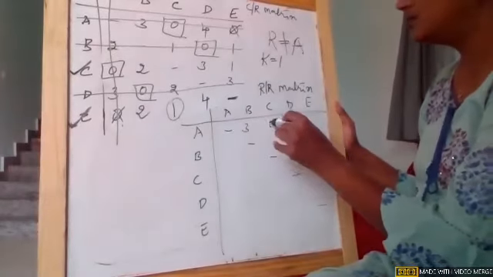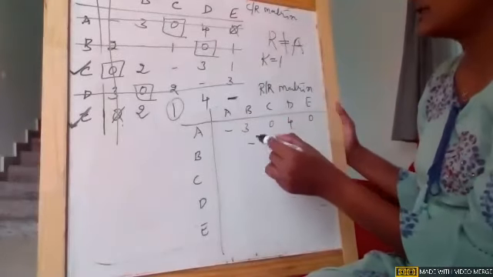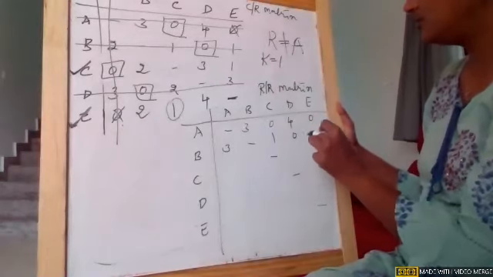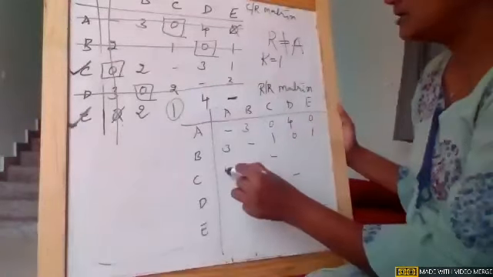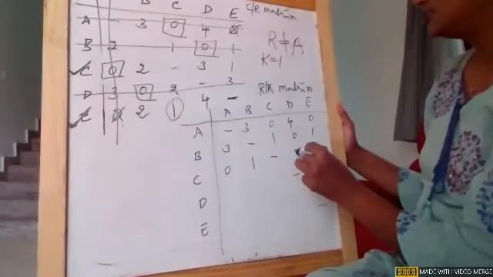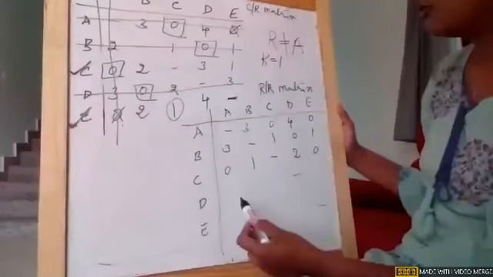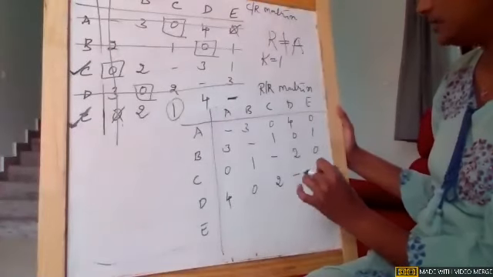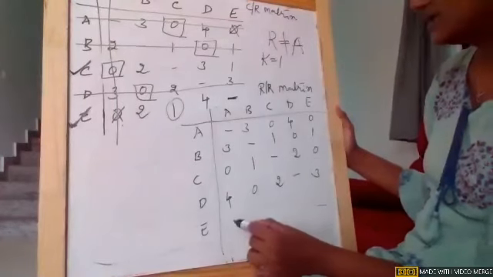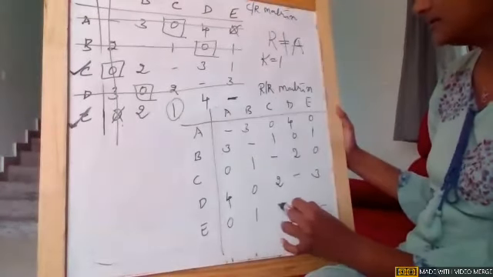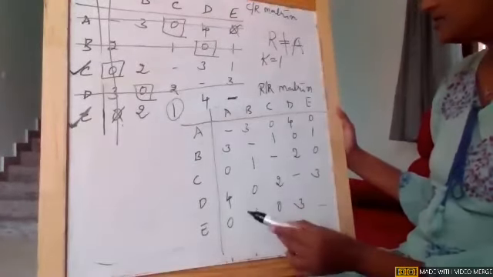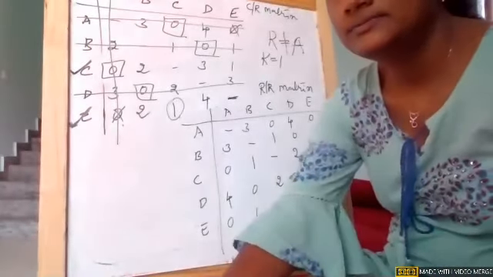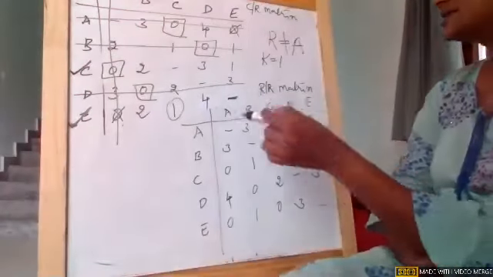So first row: 3, 0, 4, 0. Second row: 3, 1, 0, 1. Third row: 0, 1, 2, and 0. Fourth row: 4, 0, 2, and 3. Fifth row: 0, 1, 0, and 3. So this is how the new matrix is formed.